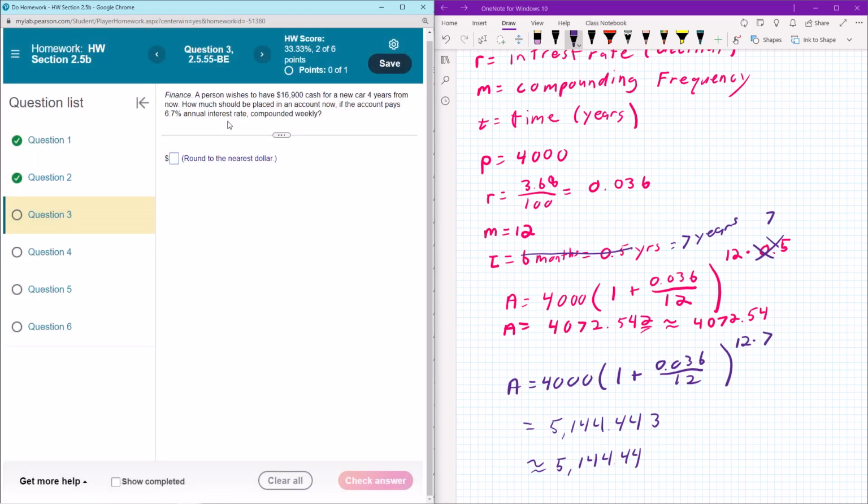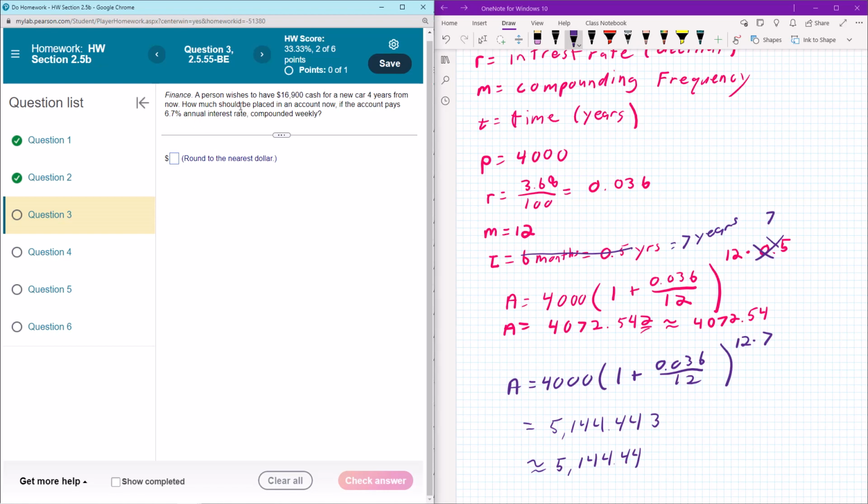Okay, question 3. Question 3, once again, is a finance problem. We're trying to get you prepped for chapter 3. A person wishes to have $16,900 cash for a new car 4 years from now. How much should he place into the account if the account pays 6.7% annual interest compounded weekly?